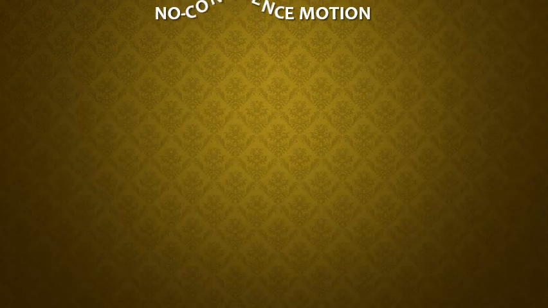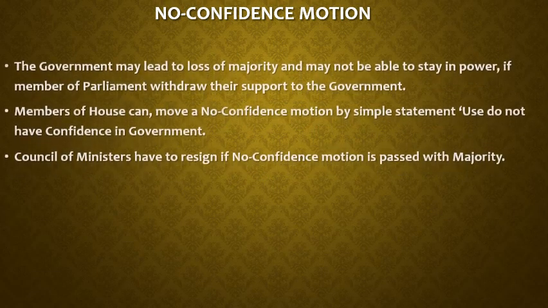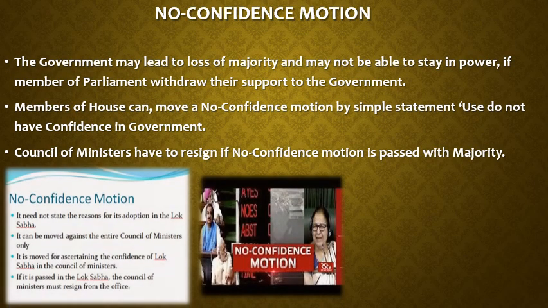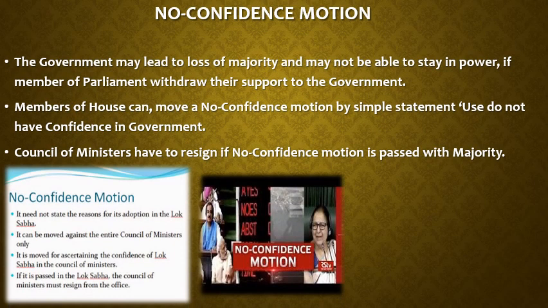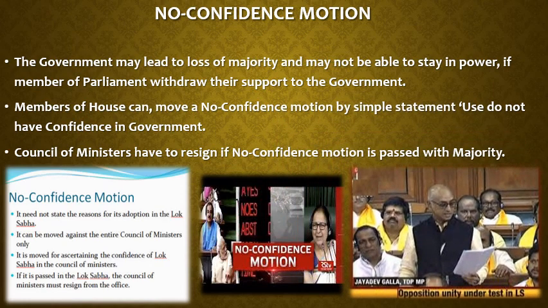The fourth one is no confidence motion. This is one of the most effective way to keep a check. The government stays in power till it enjoys the support of majority in Lok Sabha. If the member of parliament withdraw the support, it may lead to the loss of majority and the government cannot stay in power. If no confidence motion is passed with majority support, then the Council of Ministers has to resign.